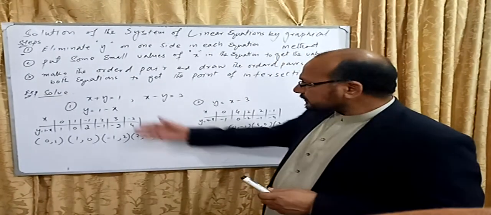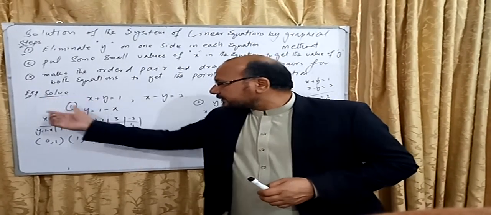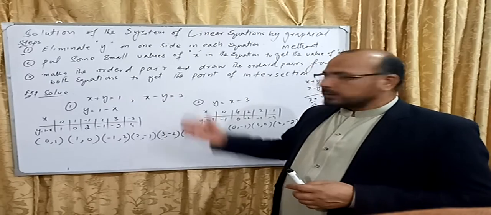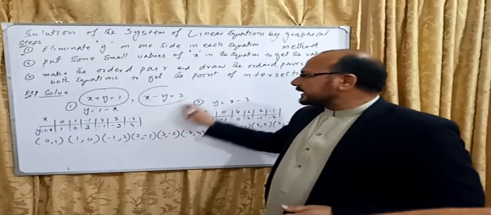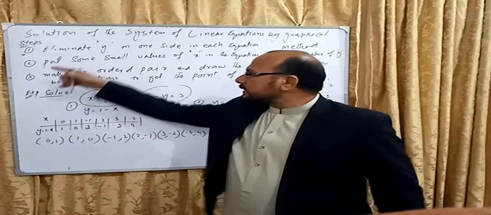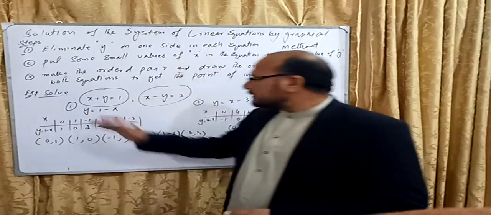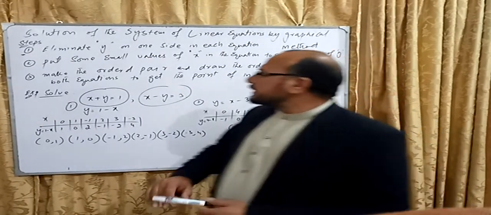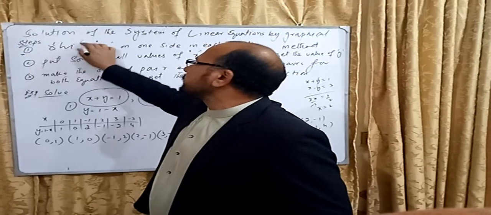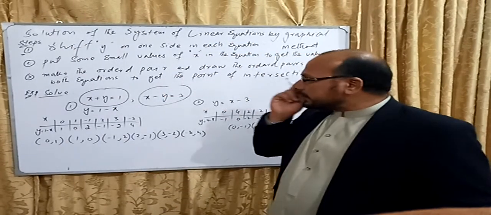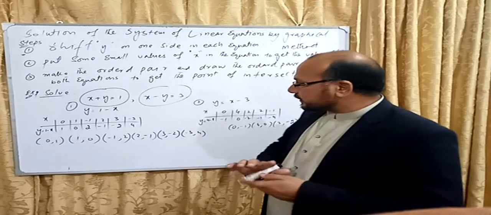Now here we have an example. To solve means to find the point of intersection of these two equations. Two equations are given, this one and this one. First you have to separate y on one side. Not eliminate, but you have to shift y to one side. It should be alone on one side. Sorry for that.